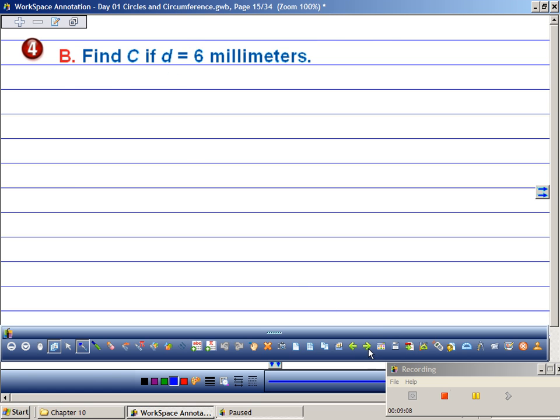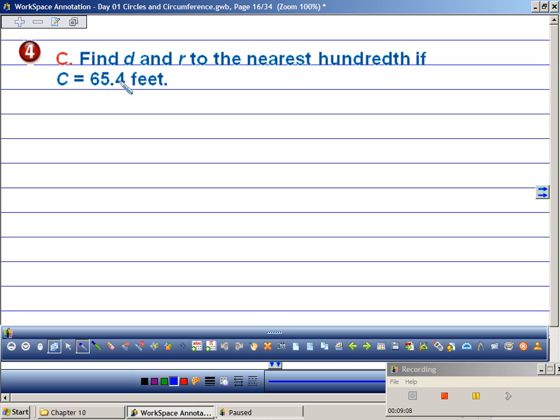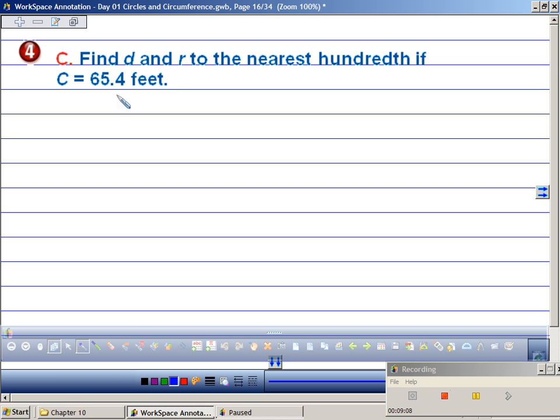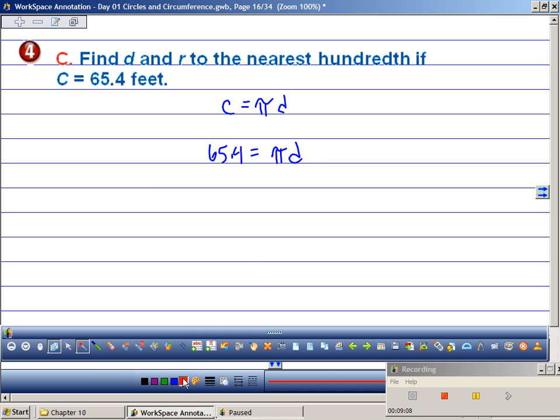So this one's pretty easy, but let's just skip over this one. What if they give me the circumference, but I don't know the diameter? C equals pi times diameter. If they gave me the circumference, all I need to do is, what did you say, Connor? Divide by pi. So as I divide by pi, pi cancels out, and I'm left with the diameter equals 65 4/10 divided by pi.